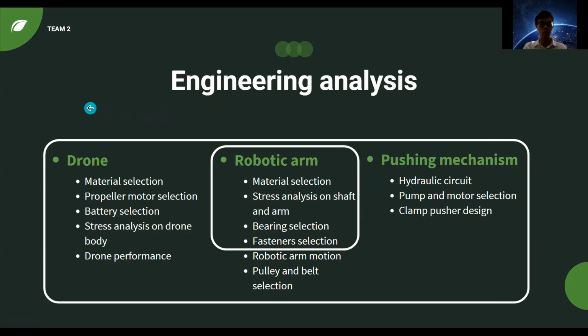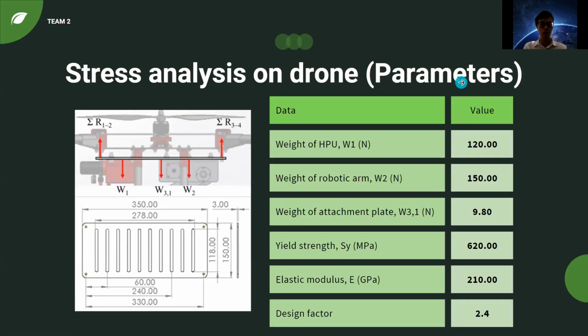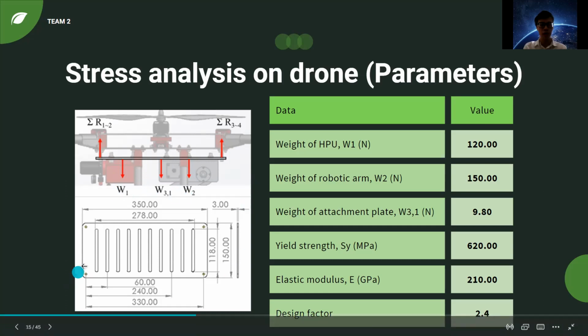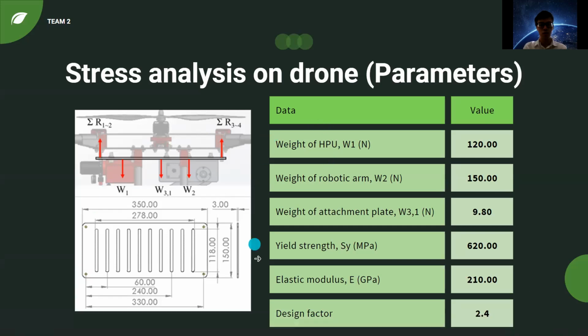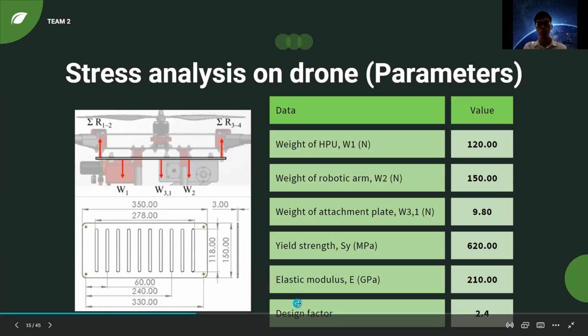Since there are a lot of analyses, I will focus on presenting one of the analyses that we worked on, which is the stress analysis on the drone body, to show the general process of the analysis. First of all, we determine the parameters: what we have and what we want. In this example, we perform the stress analysis on the attachment plate, which is a plate for mounting the robotic arm and the hydraulic power unit (HPU) on the drone. Since these two objects are quite heavy, we want to know the stress and whether the plate is strong enough to withstand it. Since the plate only receives a bending load, we model the plate as a beam, draw the free body diagram, and find the dimensions, the weight, and the material properties, which were selected beforehand to be stainless steel 304, and the design factor of 2.4 as a precaution.